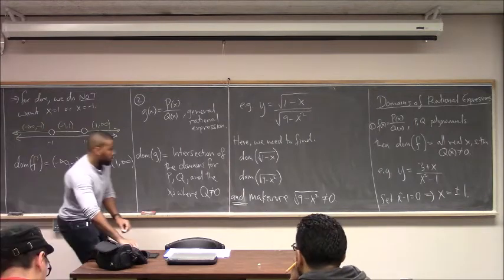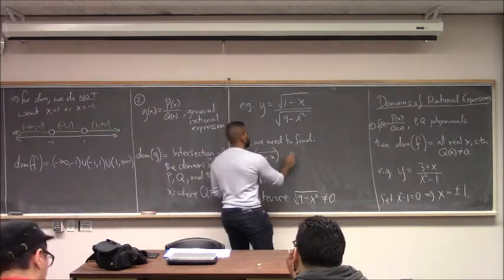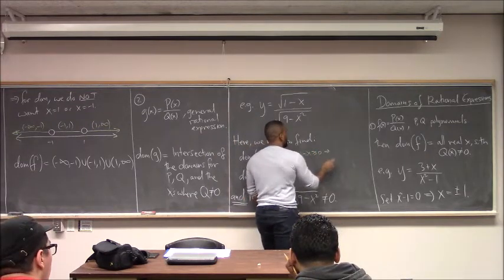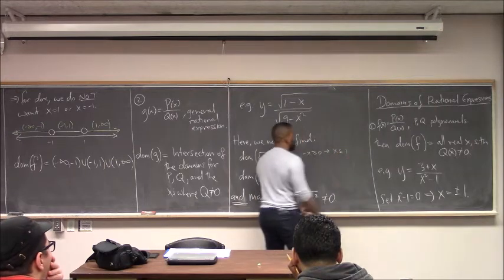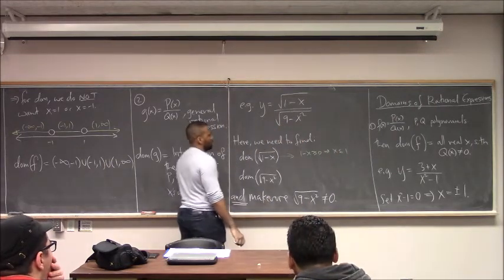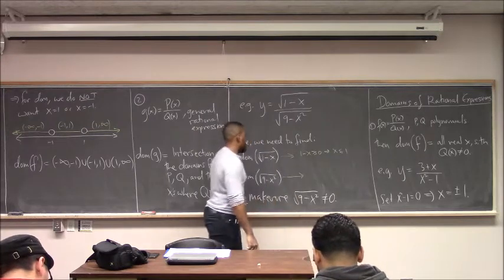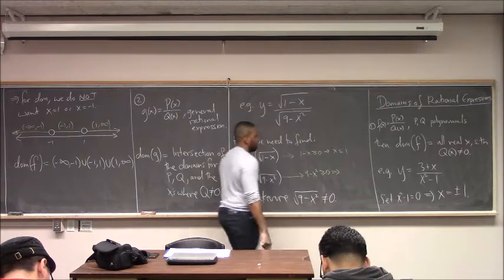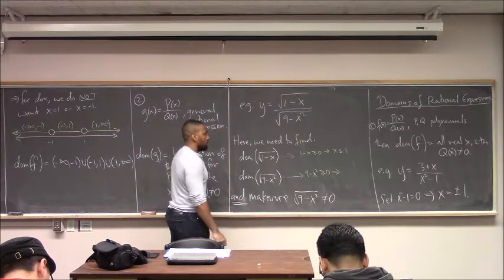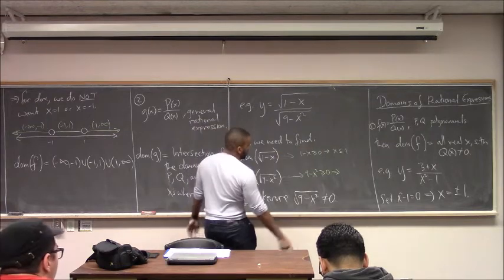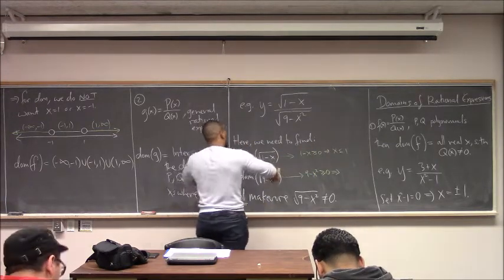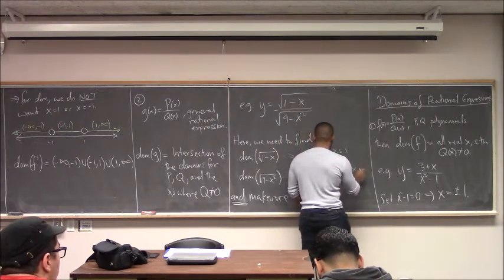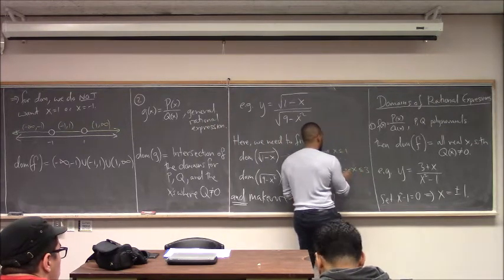So we know for this one to work, we need 1 minus x to be greater than or equal to 0, which means x should be less than or equal to 1. For this, we know that we need 9 minus x squared to be greater than or equal to 0, which means, again, 9 minus x squared is an upside down parabola. It will be negative on the ends, and in the middle it will work. So our x can be between 3 and minus 3, and that will be fine.